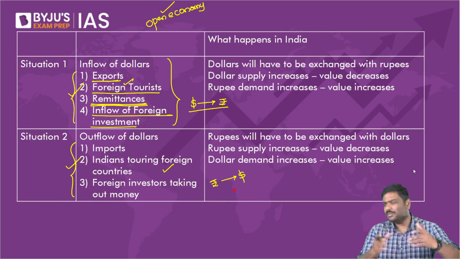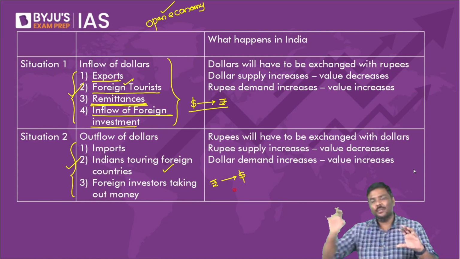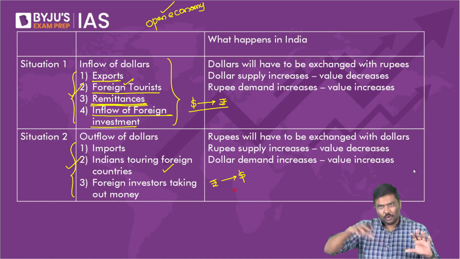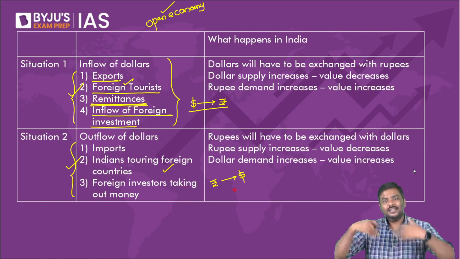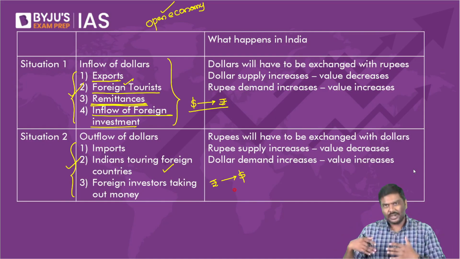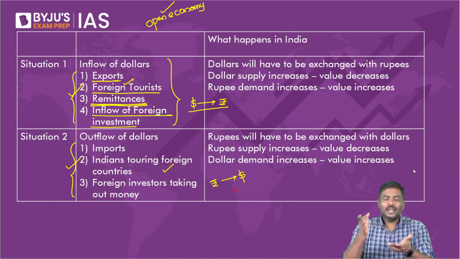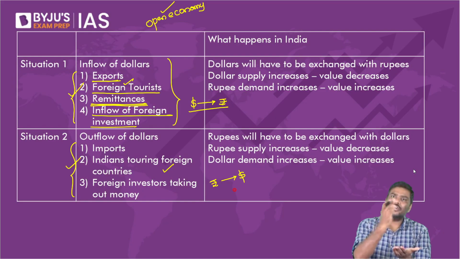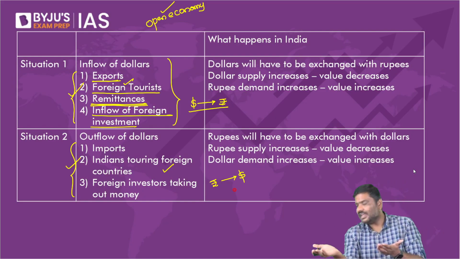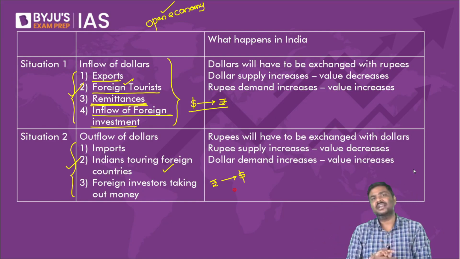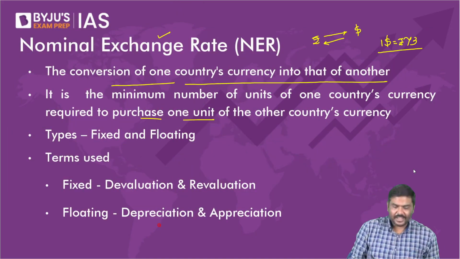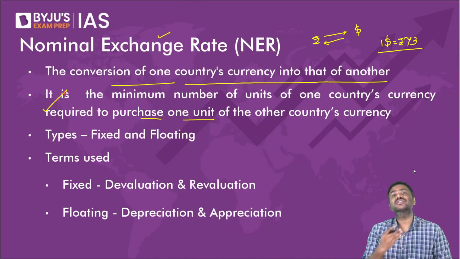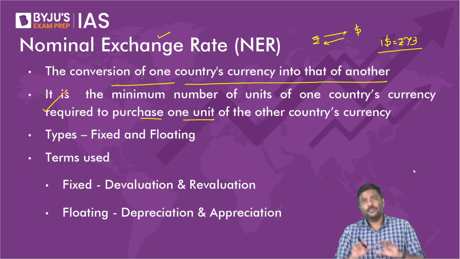So again, go back to the basics now. Go back to basics always. India is an open economy. And when you have an open economy, automatically the foreign currencies will come into India or go out of India. And we require conversion of a domestic currency into foreign currency and foreign currency into domestic currency. That is basically the requirement of exchange rate.